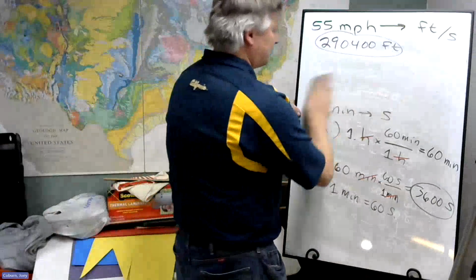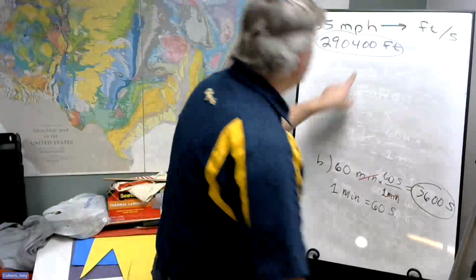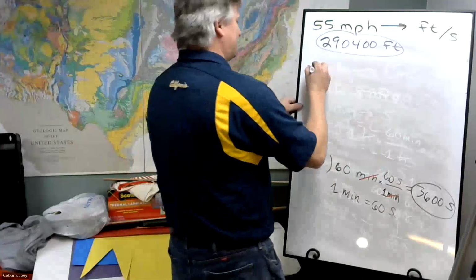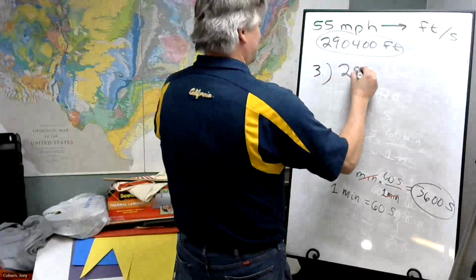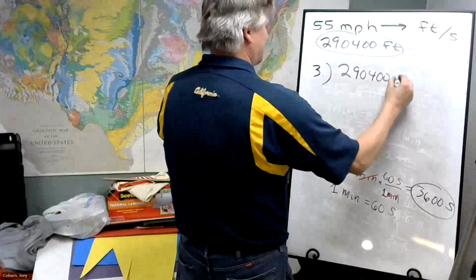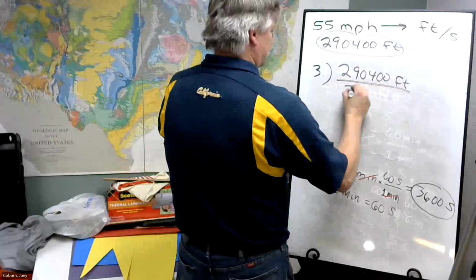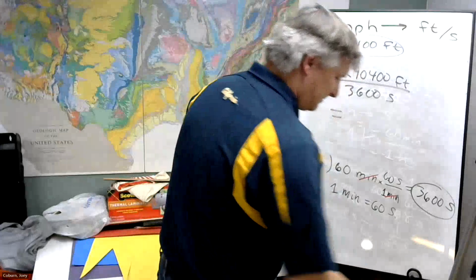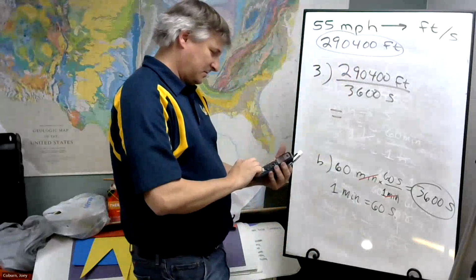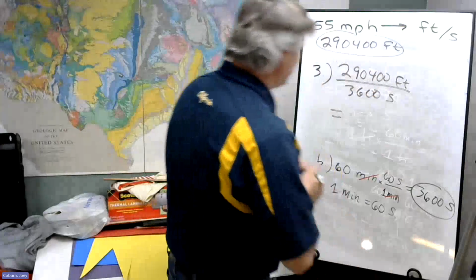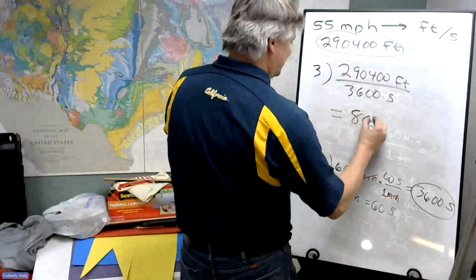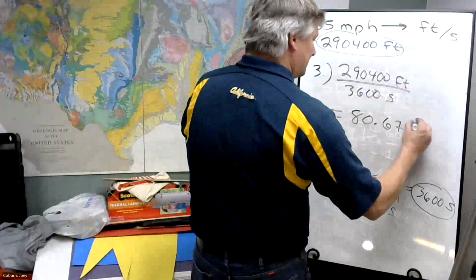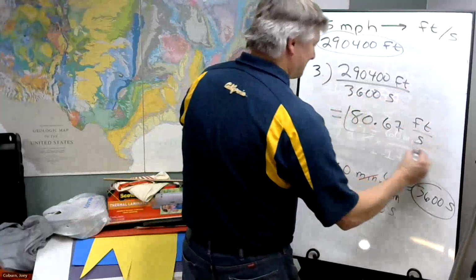Now step 3. We take the feet we found in step 1, divide by the seconds we found in step 2. And we get the same answer. Approximately 80.67, and then feet above, seconds below, feet per second.